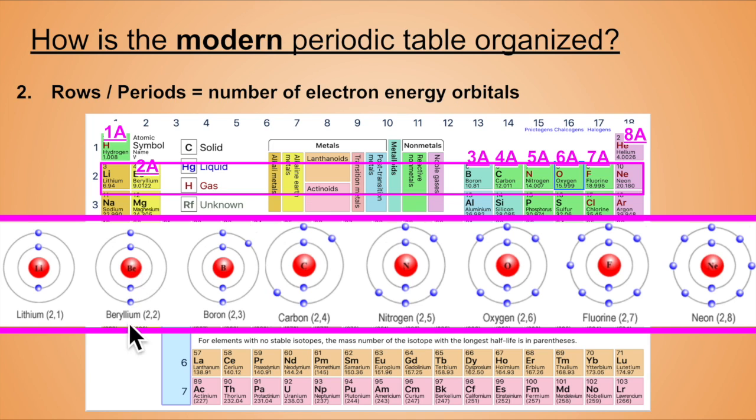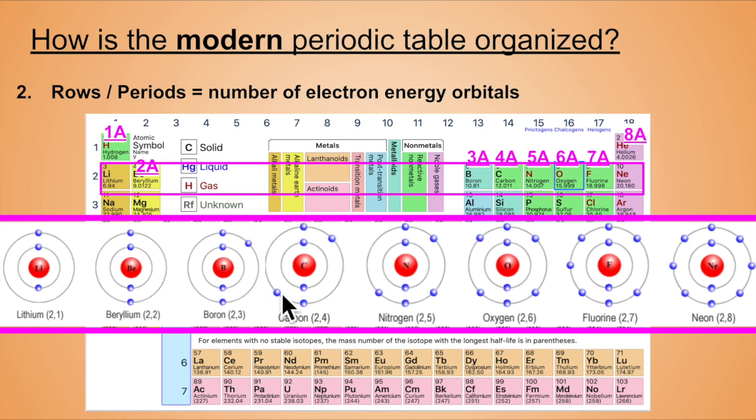Same with beryllium, it's got 2 valence electrons. Boron has 3, so we're going across here. So lithium, beryllium, boron's over here, carbon is here. It's got 1, 2, 3, 4 valence electrons in its second shell. Nitrogen has 5. Oxygen has 6. Fluorine has 7. Neon has 8.